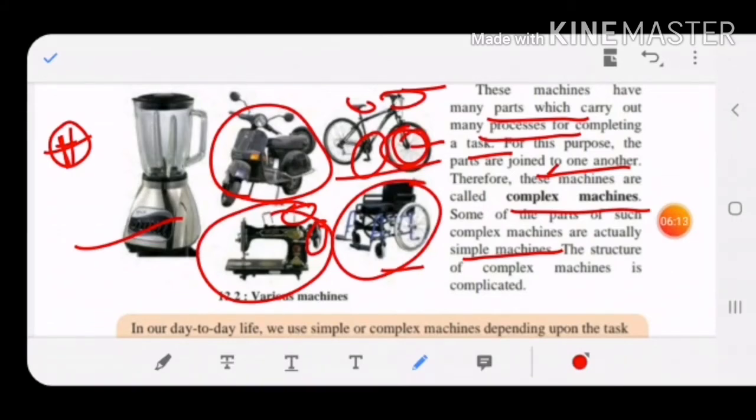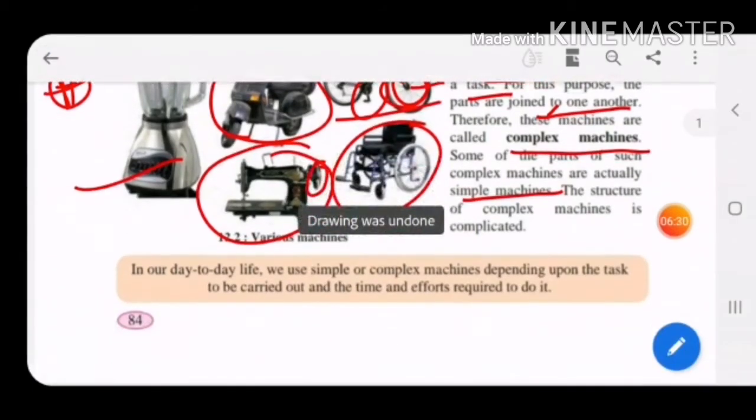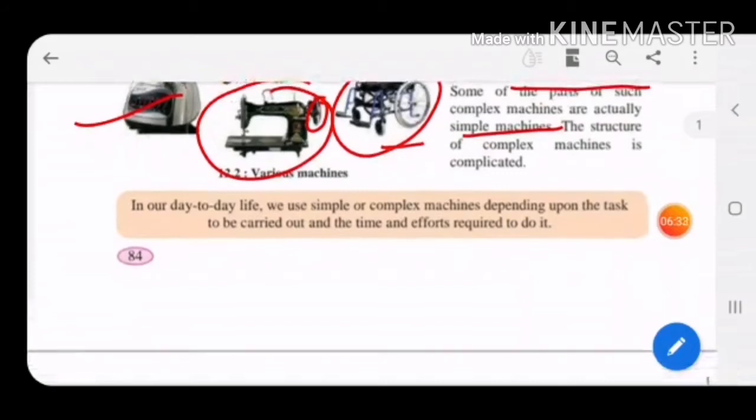And if these parts get damaged, what happens? We cannot easily repair it at home. We have to take it to the person who can repair that machine. So such machines, which are difficult to handle, or if they get damaged, we have to take the machine for repair. Such machines are called complex machines.